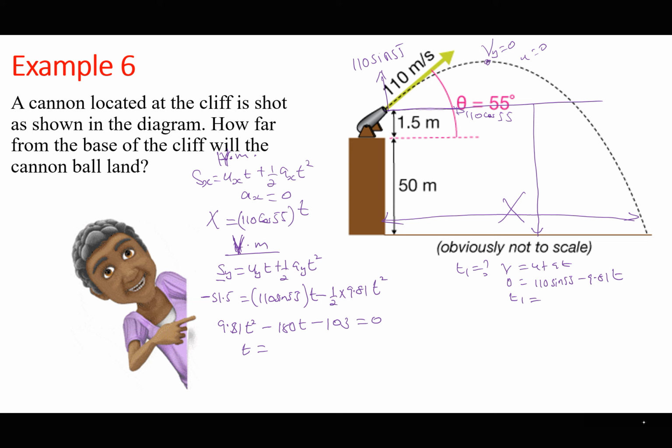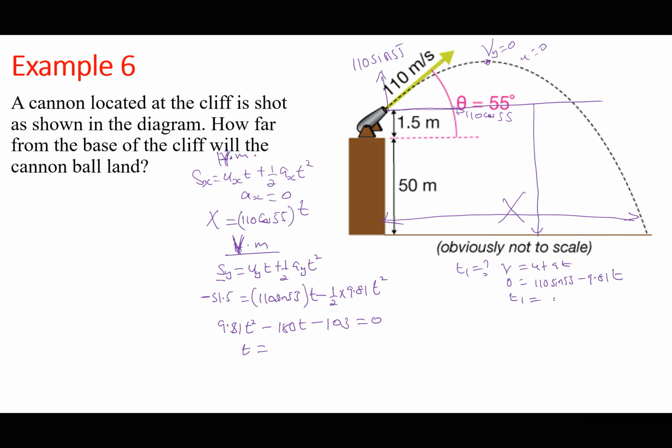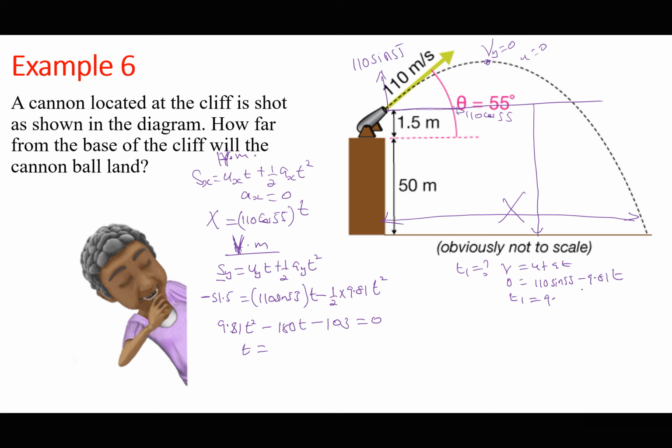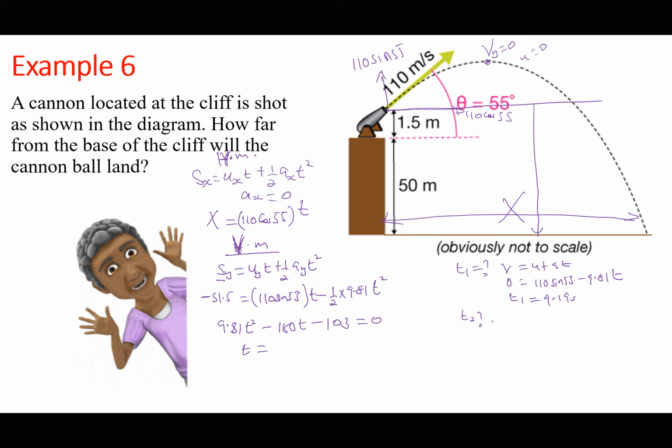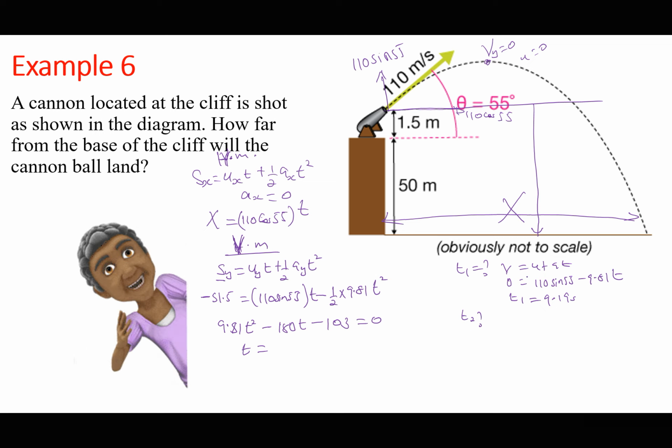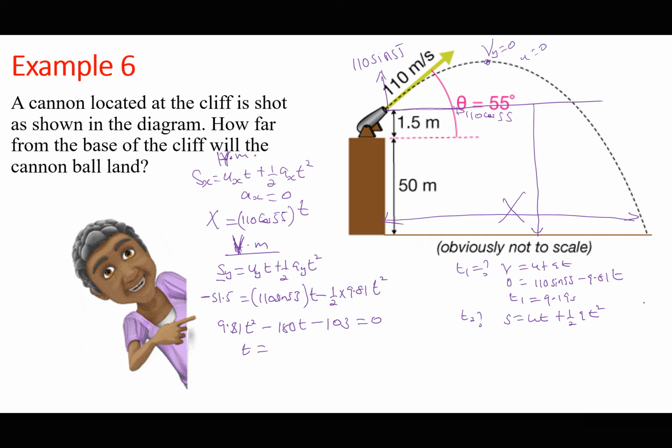So I'm using the easiest method for those who don't do math. For those who do math and have a nice calculator, just press the calculator here for T. So this would be 9.19 seconds. Then from the highest point, I'll call that one T2. I'm going to use a different formula, S equals UT plus a half AT squared.